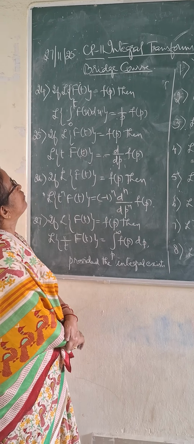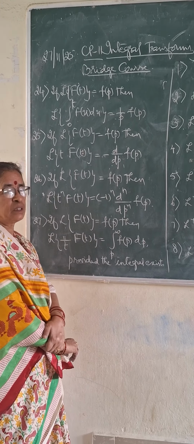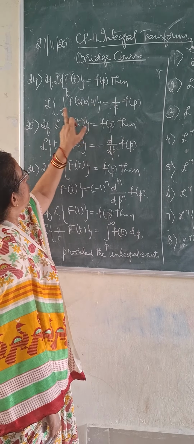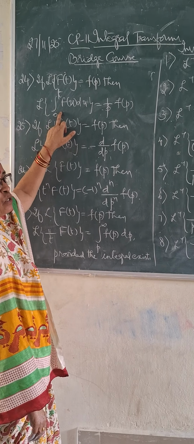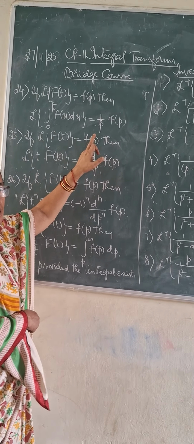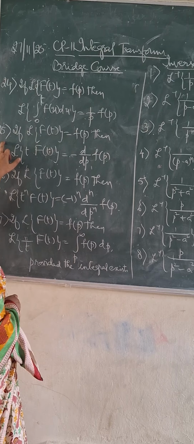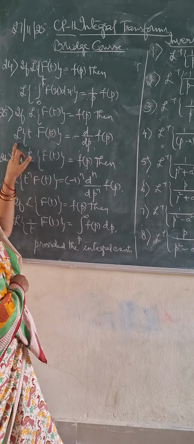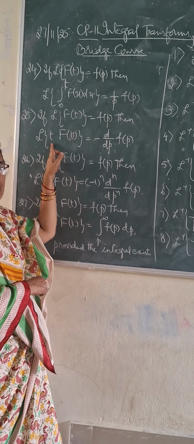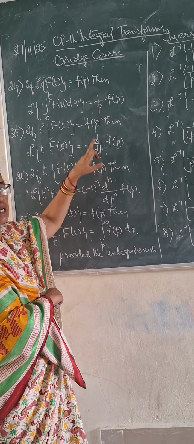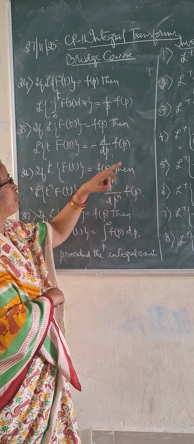Continuation of the list of formulas that we have done. Point number 24: if L of F of t equals f of p, then the Laplace transformation of the integral 0 to t of F of u du is given by 1 by p times f of p. Similarly, if L of F of t equals f of p, then the Laplace transformation of t times F of t equals minus d by dp of f of p.